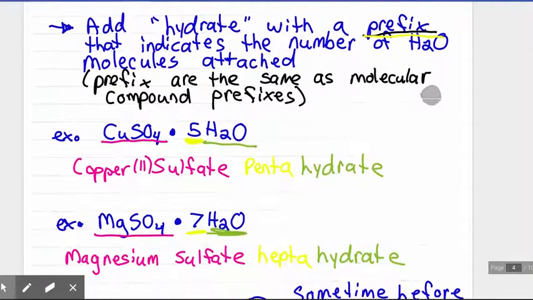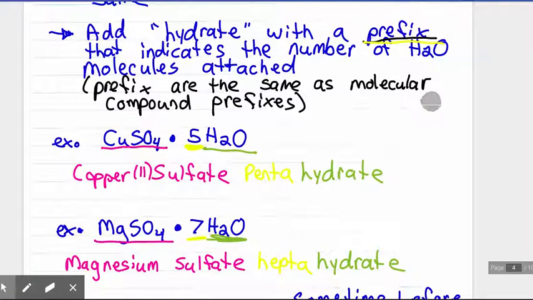Okay, we have a couple more here. Another example, this time it's a magnesium sulfate bonded to 7 waters. So this is magnesium sulfate heptahydrate.